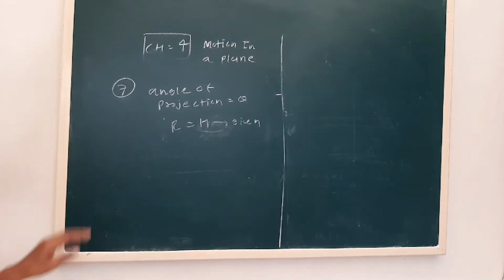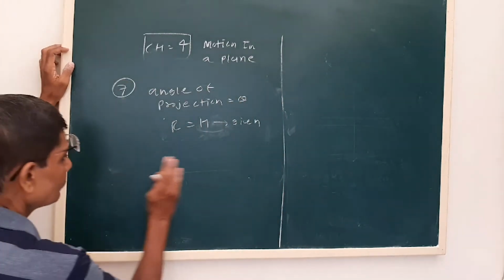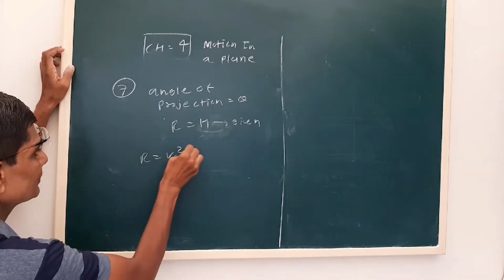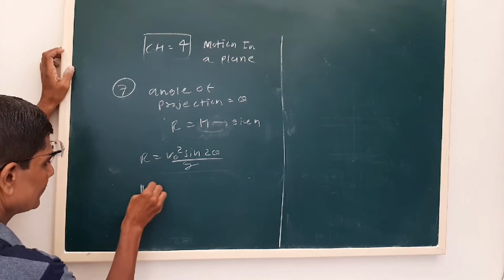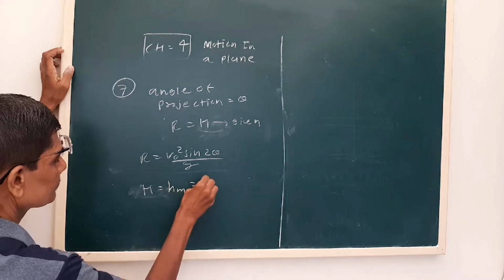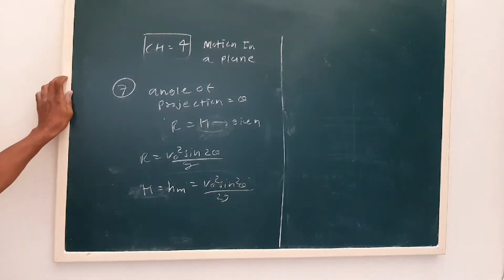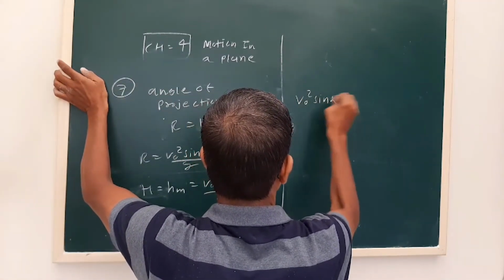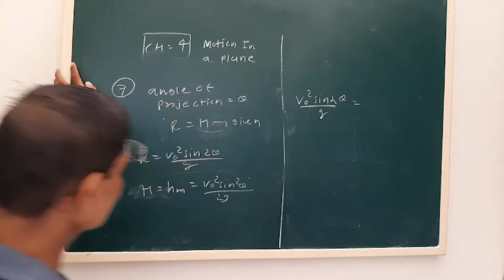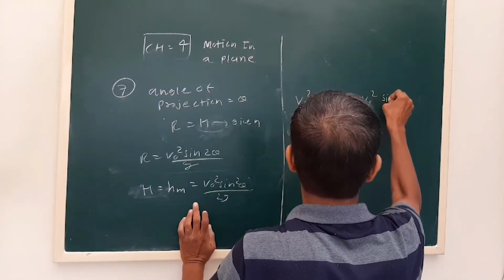Now, we are given the condition that range is equal to height. What is the formula for range? V0 square sine 2 theta upon g. H is our HM. Now we can compare. There is a formula of the range, and the maximum height is V0 square.